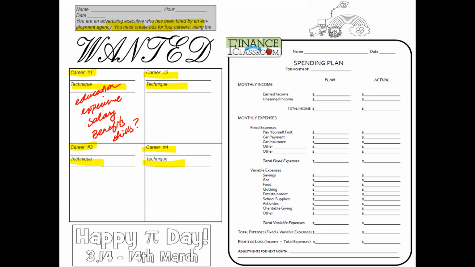Next, I want you to take a look at your spending plan for the month of March. Tell me your monthly income, unearned income, monthly expense, total variable expenses, total expenses, and profit. So it's income minus your total expense. Hopefully this is not negative, because that means you're spending way more than you should be.